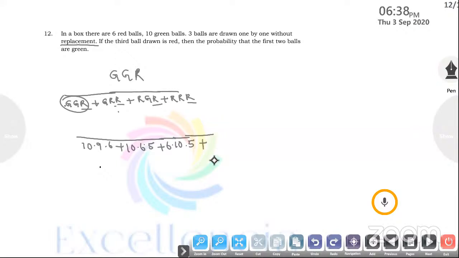Now come to the case where all 3 are red. So first is red, second red, third red. This is called the total sample space. Now come to G, G, R in the numerator. First G, how many are there? 10. Second green, 9. Now red, 6 are there.